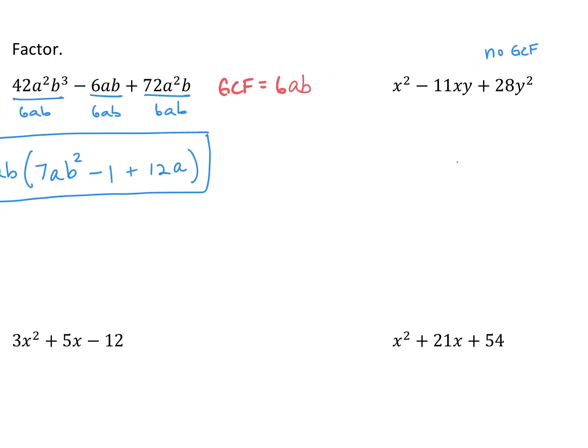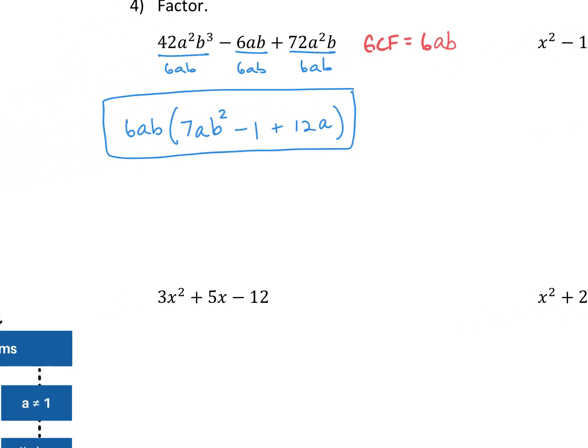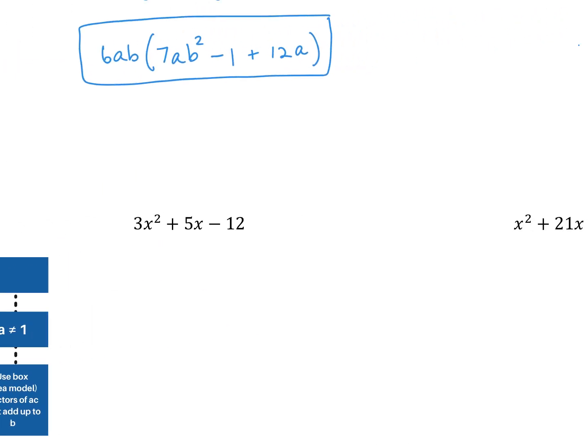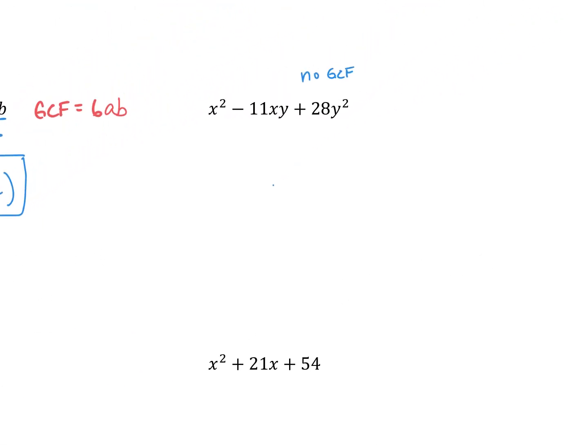Okay, so this is three terms with an a value. This is our a value, this x squared, with an a value of 1. So let's look at how we factor that. We looked for a GCF. We did not have one. How many terms was it? It was three terms. Did a equal 1 or did a not equal 1? Well, a was equal to 1. So here's how we factor it. We're looking for factors of c that add up to b.